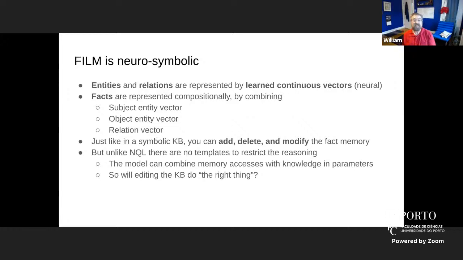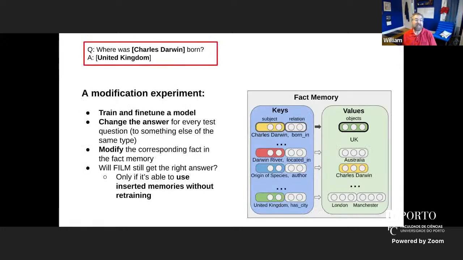So the other really exciting thing about FiLM is that it is neurosymbolic. Because the entities and relations are represented by continuous vectors, there's a neural element to the representation. But the facts are not neural. They're just constructed by putting together entities the same way you put things together to form a logical term. And you can also add, delete, and modify the fact memory.